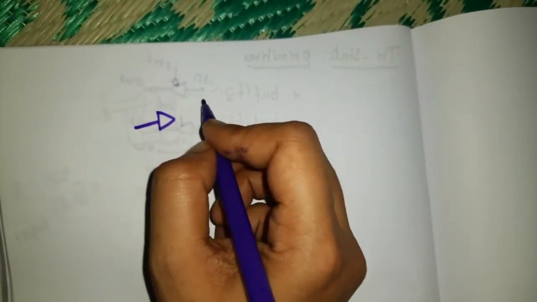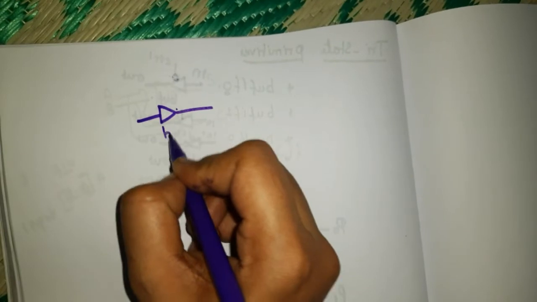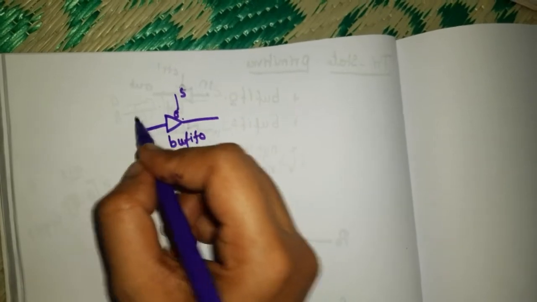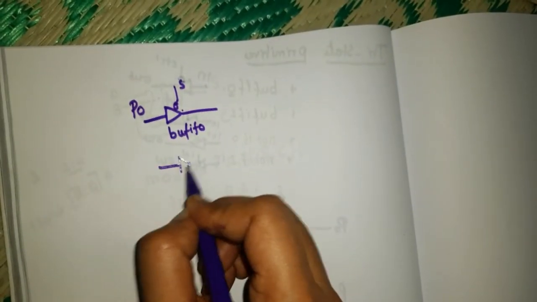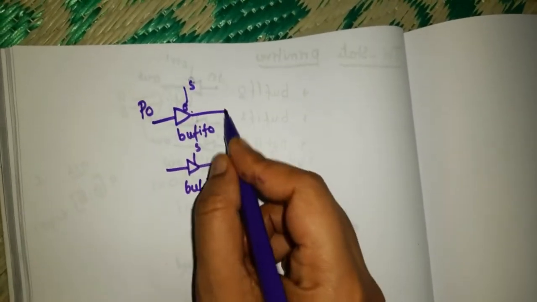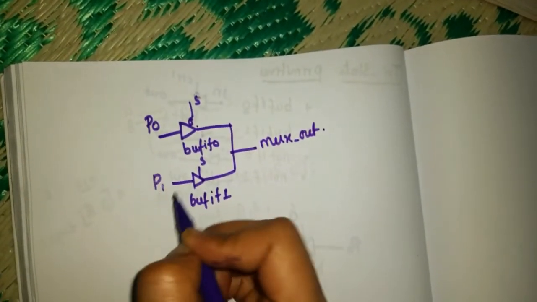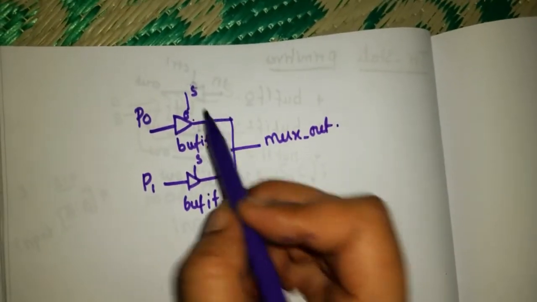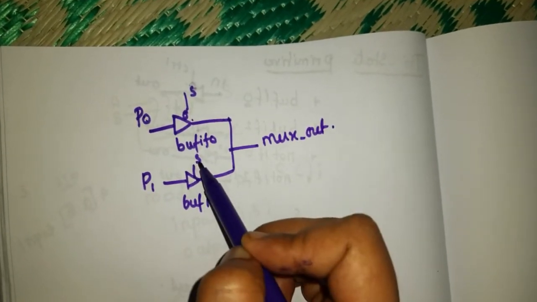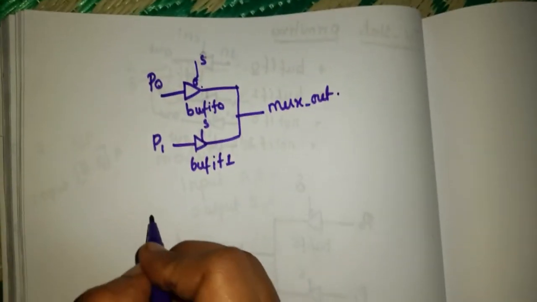So now we write the code for MUX using these tri-state primitives. For that we use the buff if 0 gate. So here the control signal is S and this is input P0, and also I use the buff if 1 gate. So the control line is S here, and the output here is MUX out. So here the input is P1. So here the logic is if this control line is equal to 0, we will get P0 as output, and if the control line is 1, we will get P1 as the output. So now we write the code for this circuit.